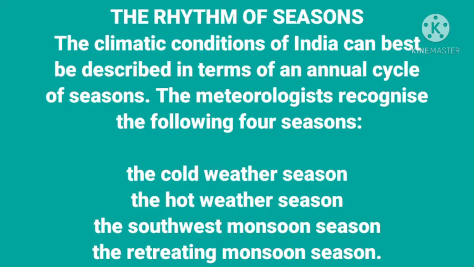Students, if we talk about the rhythm of seasons of the monsoon, it is divided into four parts in India: the cold weather season, the hot weather season, the southwest monsoon season, and the retreating monsoon season.